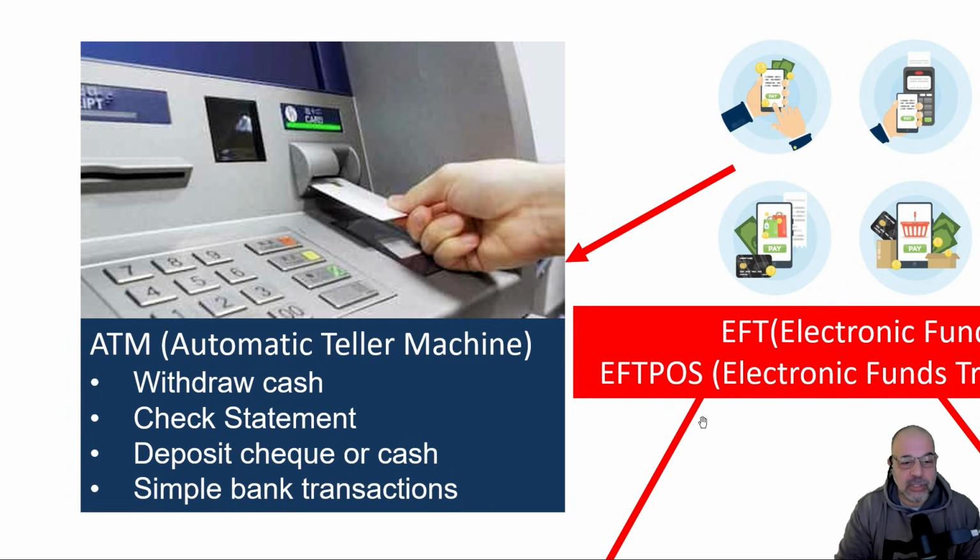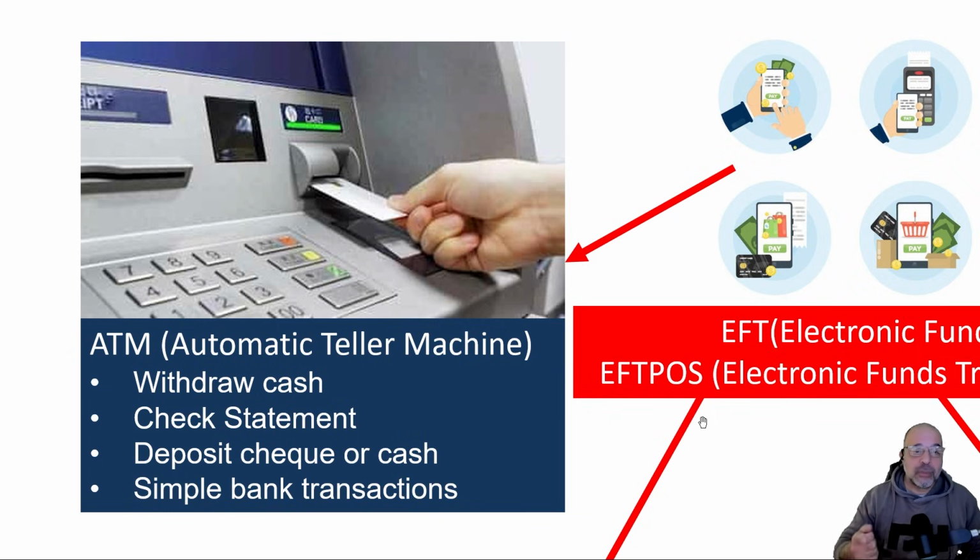And then you've got some other simple bank transactions. You can transfer money from one of your accounts to another account. And depending on the cash point machine in the bank, you may have some other services. So what kind of questions would you get on something like this? Well, one of them will be, what kind of transactions or services can you get from a cash point machine? What are the advantages and the disadvantages? How does it work? Well, let's talk firstly about how it works.